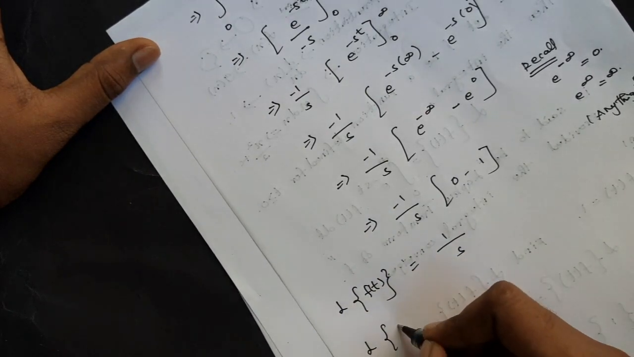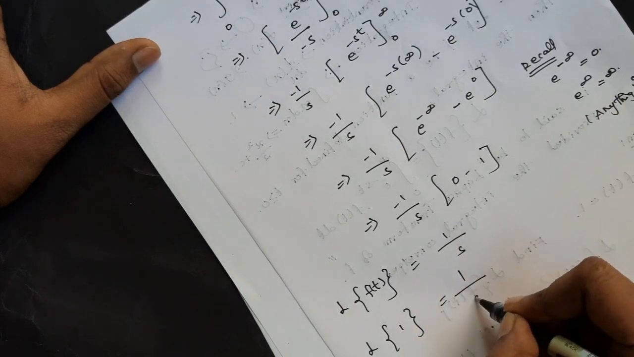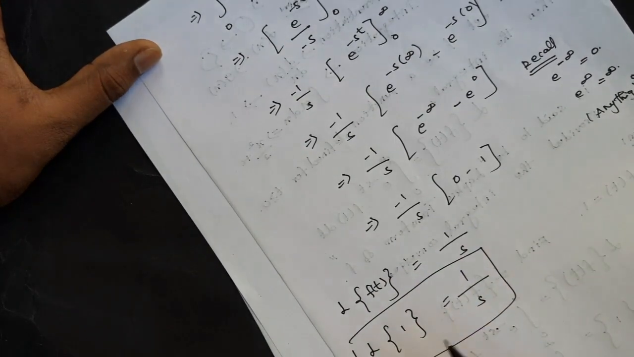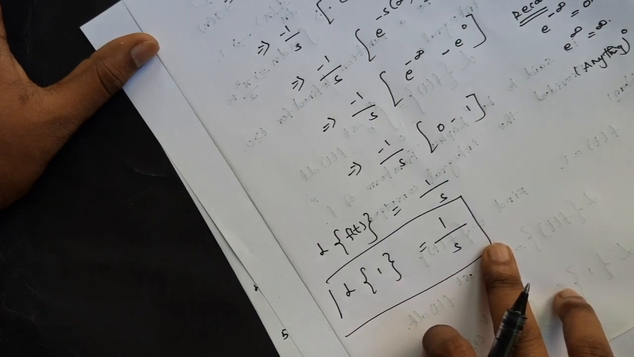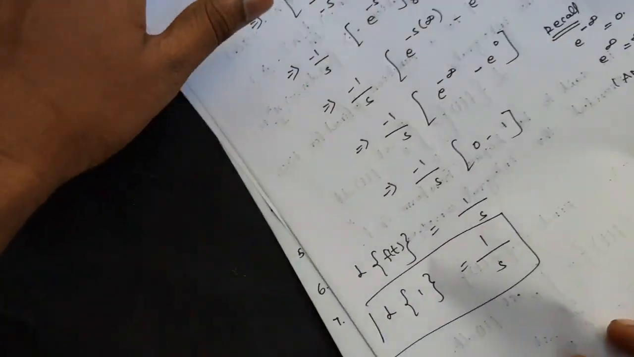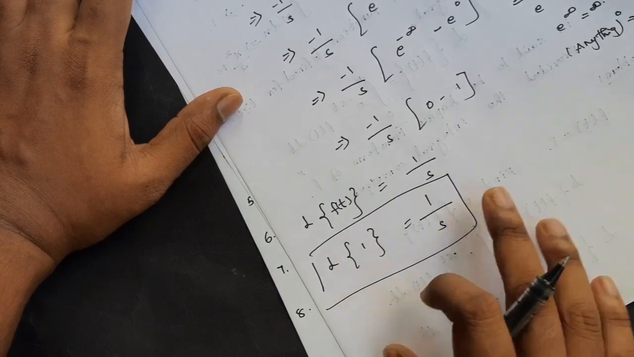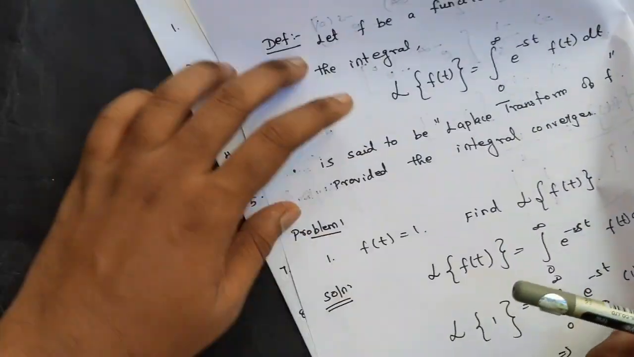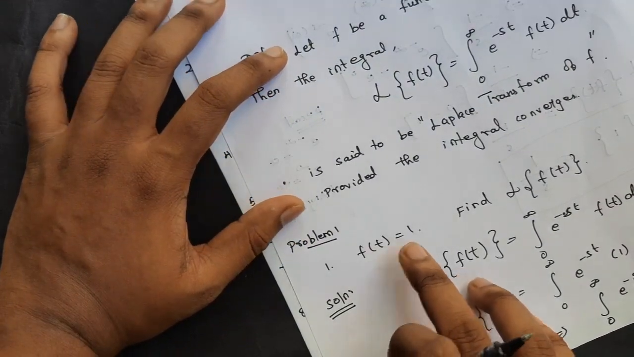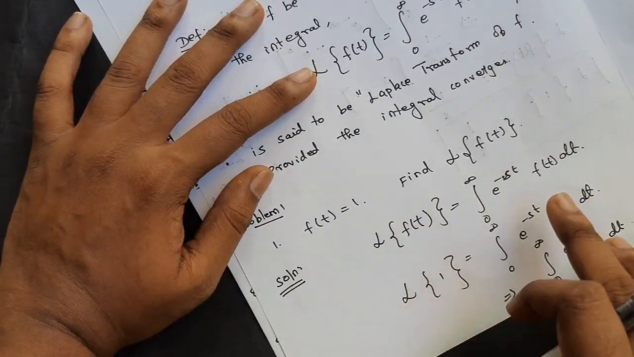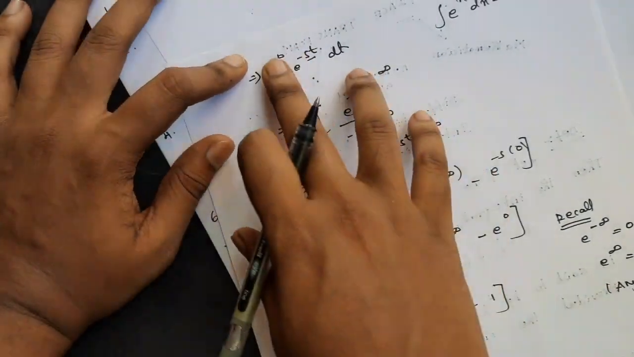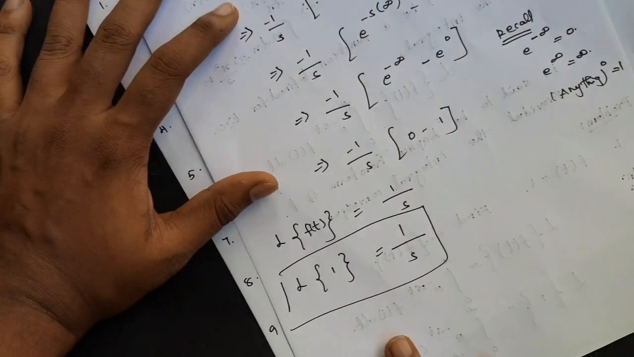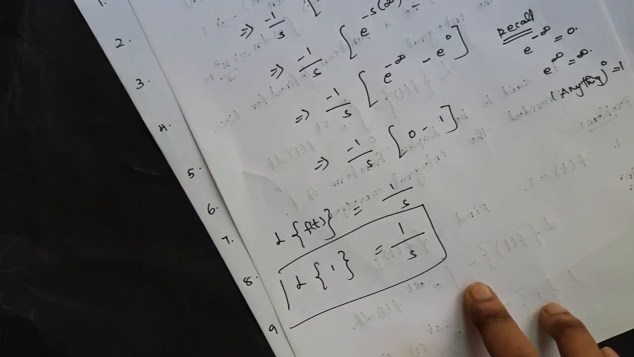What is my f of t here? 1. So L of 1 is equal to 1 by s. So Laplace transform of 1 is 1 by s. Got it? I hope you understood. First I took the value f of x, the given function f of t is equal to 1. I substituted the function f of t here, and I applied the normal integration method. Okay friends, so L of 1 is 1 by s.